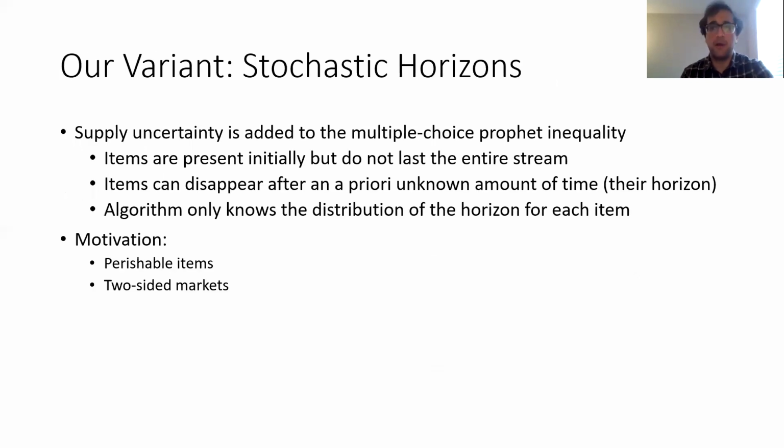Now, I want to introduce our variant. We add supply uncertainty to the multiple choice prophet inequality. Our items are present and are identical.